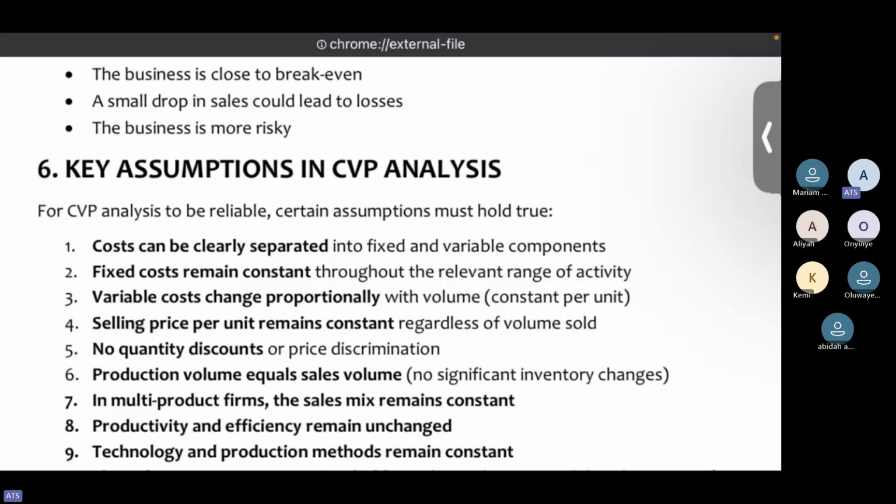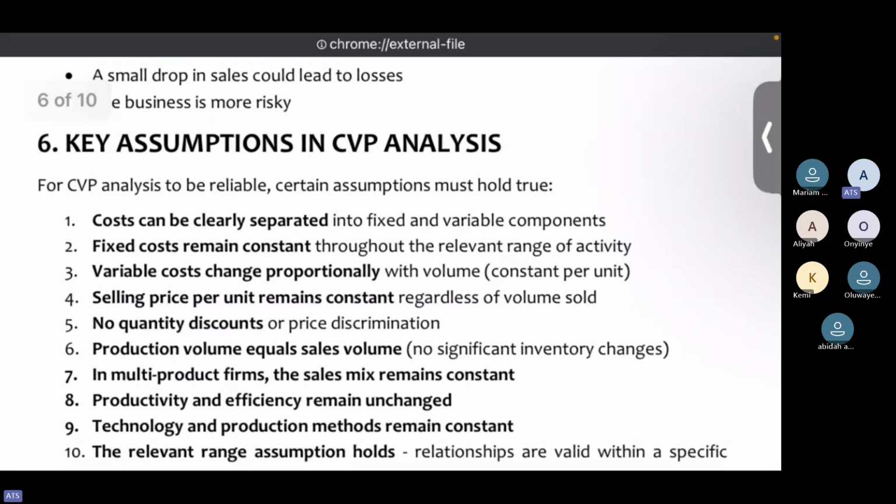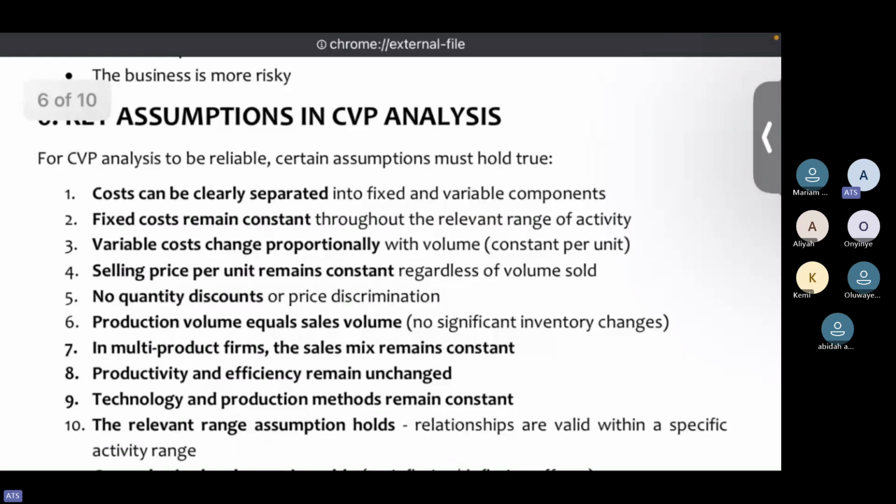Then, production volume equals sales volume. Yes. So here in CVP analysis now, if you realize, we've not talked about anything called inventory, maybe opening or closing inventory. And it's not true. In reality, you have opening inventory, you have closing. You don't sell everything that you buy during the period. Sales is not equal to production, right? You don't sell everything that you produced or bought during the year.